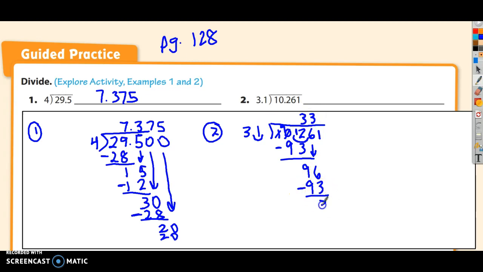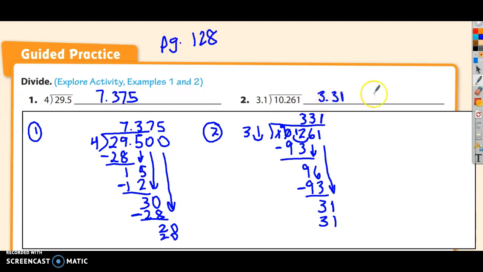Get a difference of 3. And I get to bring down this 1. And 31 goes into 31 once. 1 times 31 is 31. So my digits are 3, 3, and 1, but place the decimal carefully. The decimal was here, it got moved to the right, and then it goes straight up. The answer is 3 and 31 hundredths.